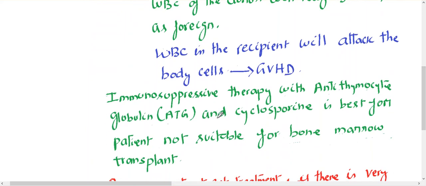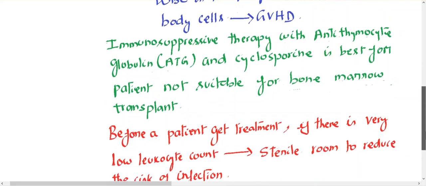And another treatment which you can give in aplastic anemia is immunosuppressive therapy with anti-thymocyte globulin and cyclosporin A, which is best for patients who are not suitable for bone marrow transplant. That's also important to know.